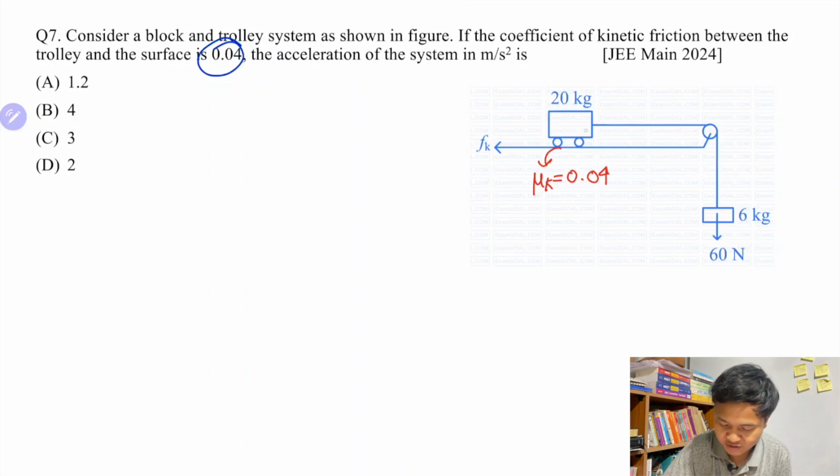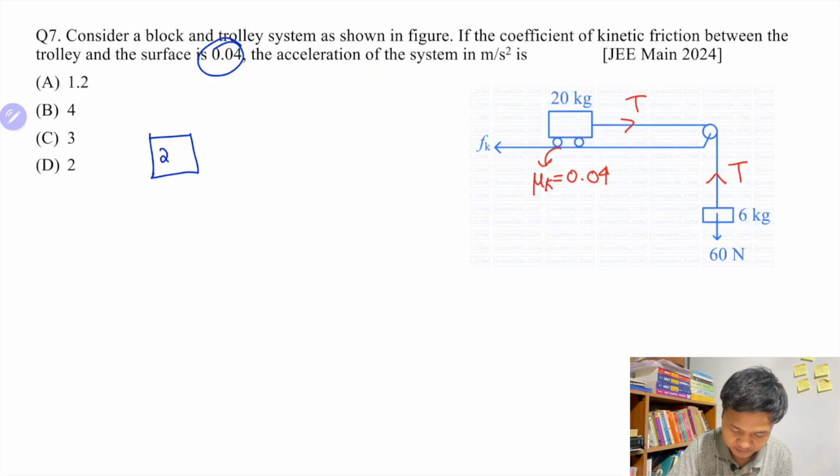See, you have the same tension. If I have T here, I need to have T tension there too. Mu is 0.04. The trolley is 20 kg, so its weight is 200. Normal force acts upward, and on the side we have tension T.